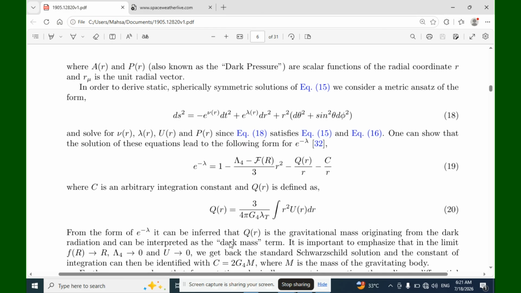One can show that the solutions of these equations lead to the following form for e to the power of minus lambda, e to the power of minus lambda is equal to 1 minus delta of 4 minus f Ricci divided by 3 r to the power of 2 minus q r divided by r minus c divided by r, where c is an arbitrary integration constant and qr is defined as qr is equal to 3 divided by 4 pi g4 lambda t integral r to the power of 2 ur dr.